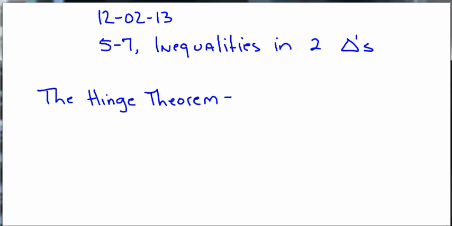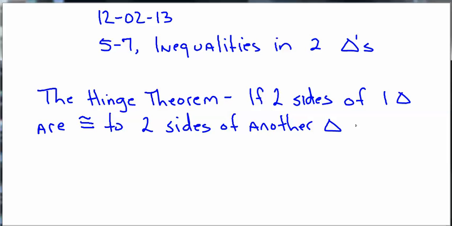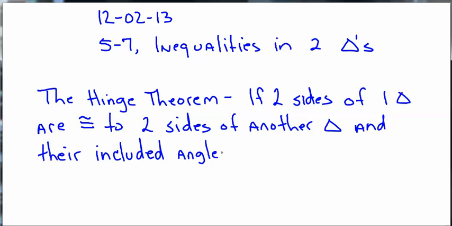The Hinge Theorem states that if two sides of one triangle are congruent to two sides of another triangle, and their included angles are not congruent.